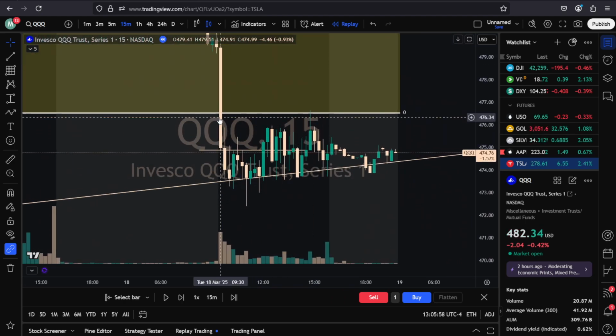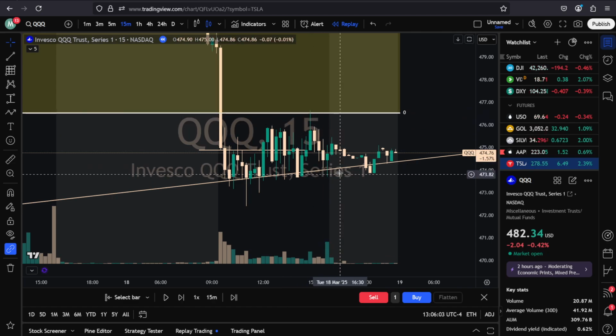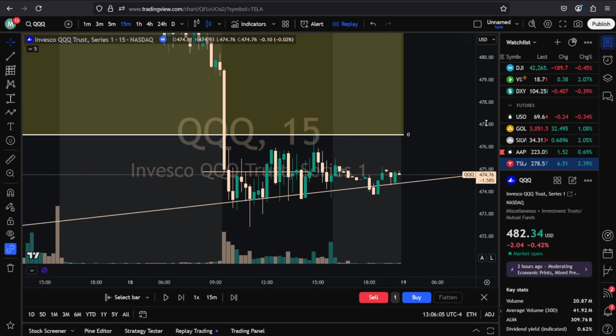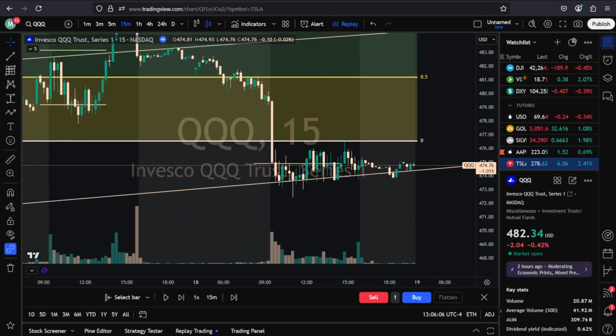And then what happened to price action when we came up and retested it? Wicked off that level and then proceeded to close lower on the day. So you guys seeing how all these levels, there's only 3 levels that we're looking at, the 0, the 0.5, and the 1. You guys see how all these levels line up pretty well with each other?